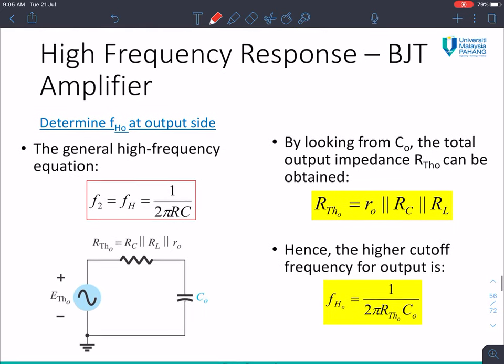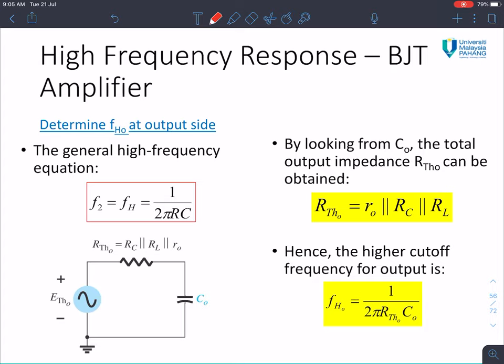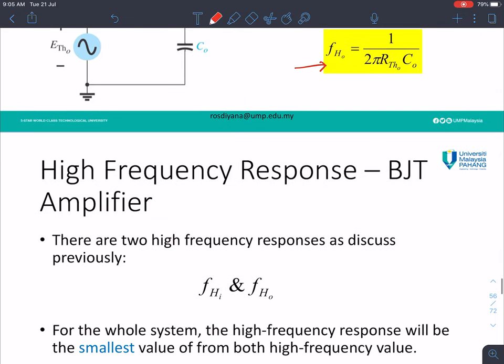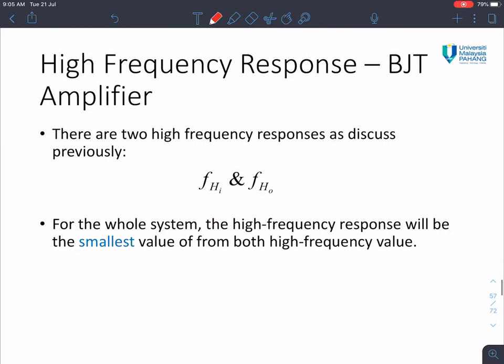Then we find the RTH out, the Thevenin resistance at the output: R out parallel with RC and parallel with RL. Then insert into the formula here, so we get FH out. There are two high frequency responses, as discussed previously, FH in and FH out. For the whole system, the high frequency response will be the smallest value of the two.